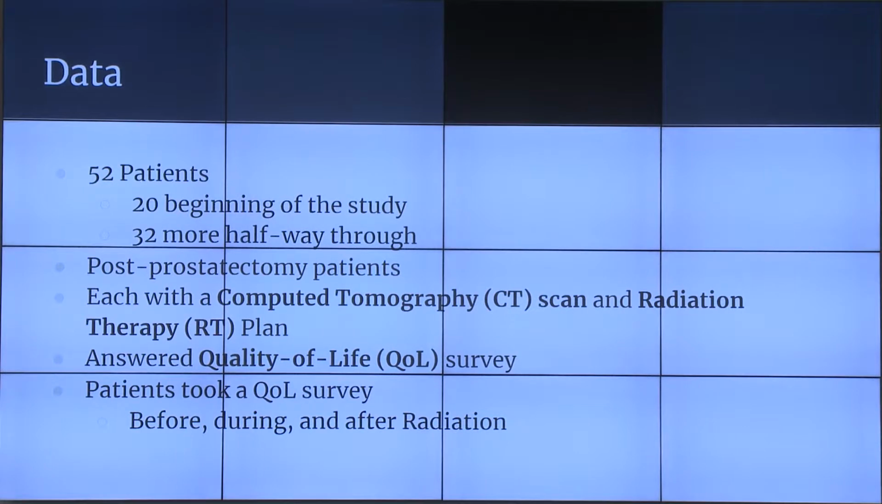Now, our data set is pretty small. We have data for about 52 patients. We obtained data on 20 patients at the very beginning of our study, and then 32 additional patients halfway through the study. And these are all post-prostatectomy patients, which means that they all got their prostate removed. For each patient, we had a computer tomography scan, or CT scan, and a radiation therapy plan, or RT plan. For each patient, we also had results from a quality of life survey, which the patients took before, during, and after the radiation therapy.